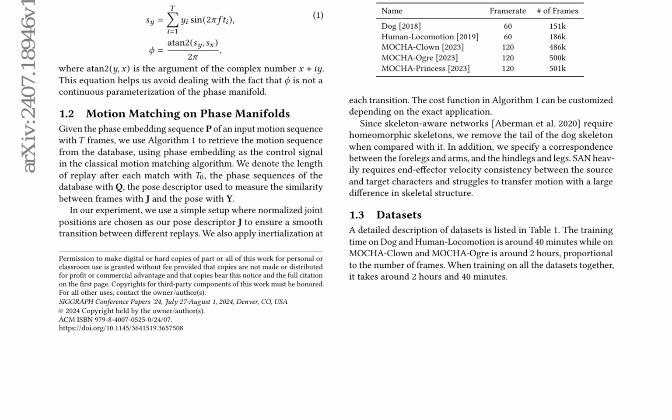This supplementary material also includes a detailed description of the datasets used in the experiments, including their frame rates and the number of frames. Training times for these datasets vary, ranging from 40 minutes for dog and human locomotion to 2 hours and 40 minutes when training on all datasets together.